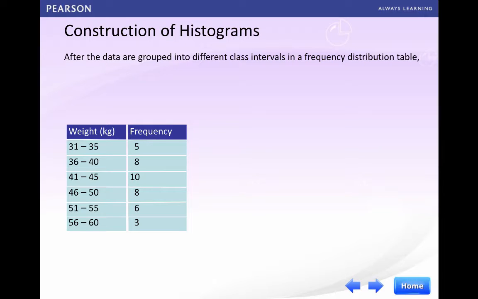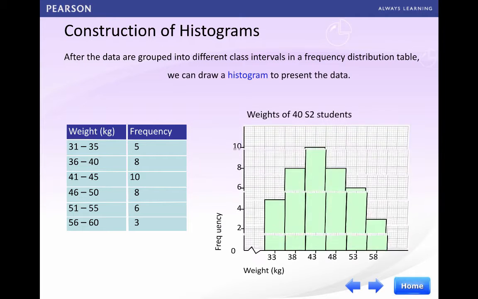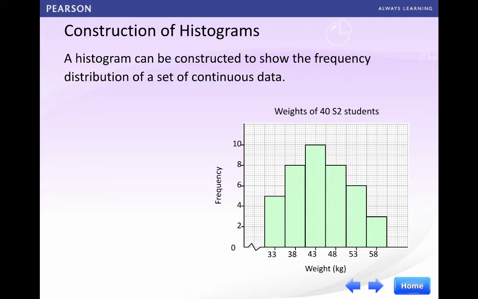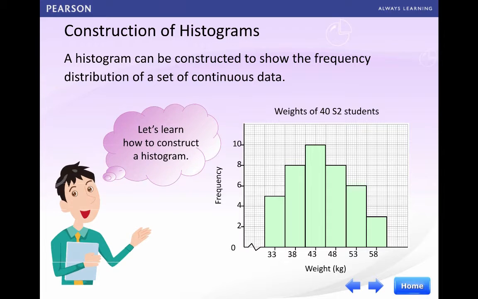How about constructing a histogram? How to construct it? We will use the frequency distribution table, and then we use the histogram to present the data. So a histogram should look like this. We can construct it by using the frequency distribution table, and this will be a set of continuous data.